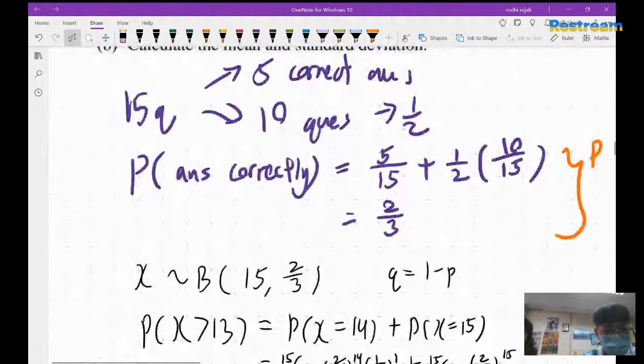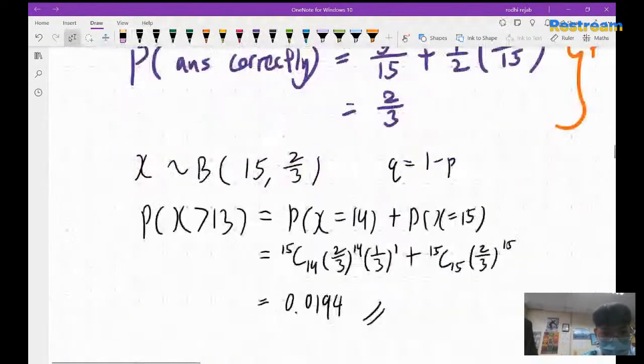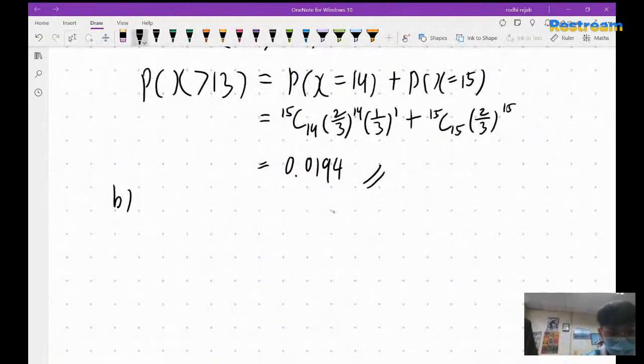So now we try to do B. Calculate the mean. Basically, we know that mean, no matter if you write E(X) or just this mean symbol, n total is 15, and then the probability is 2/3, so we will get the answer 10.